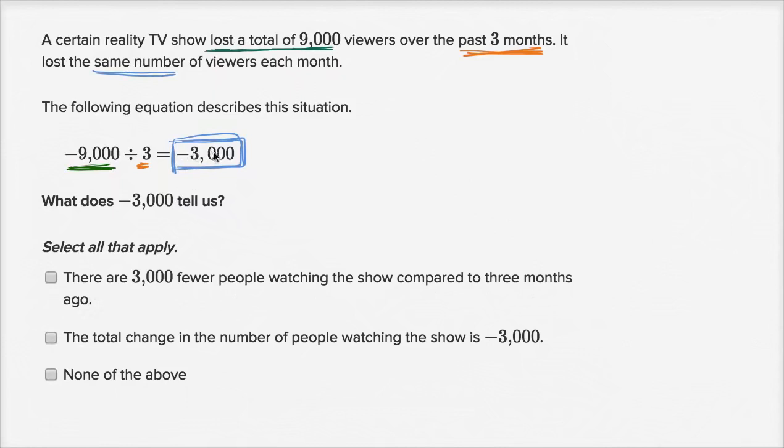That's what this is telling us. Every month for 3 months. There's the same number each month. They lost 3,000 every month for 3 months for a total of 9,000. So this isn't right. The total change in the number of people watching the show is negative 3,000. Over a month that would be true, but the total change was 9,000, or negative 9,000, I guess I could say. They lost 9,000. And so I would say none of the above. What the negative 3,000 tells us, if there was a choice that said each month they lost 3,000 viewers, that's the choice that I would pick. So I would say none of the above.